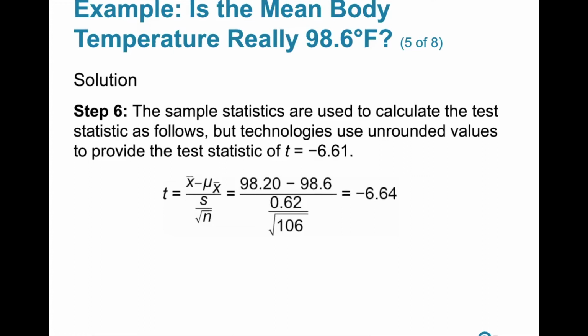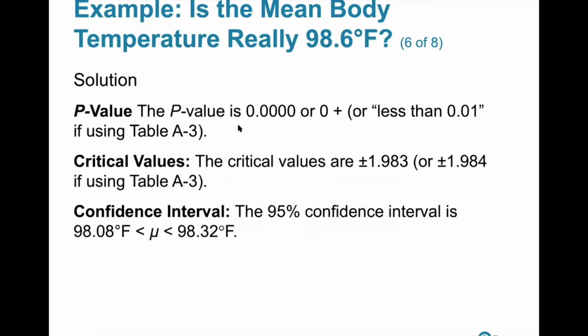So this is a two-tailed test. Technologies use unrounded values to provide a negative 6.61. Well, that really doesn't matter too much. So let's see. The exact p-value, they got 0.00. So why don't we hop back over to StatTrek.